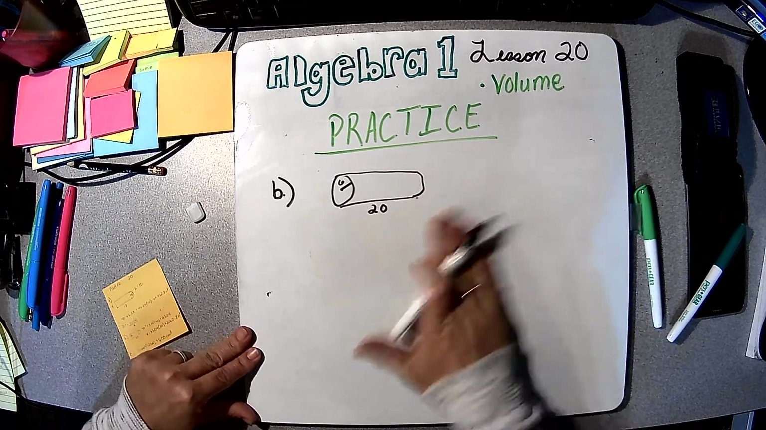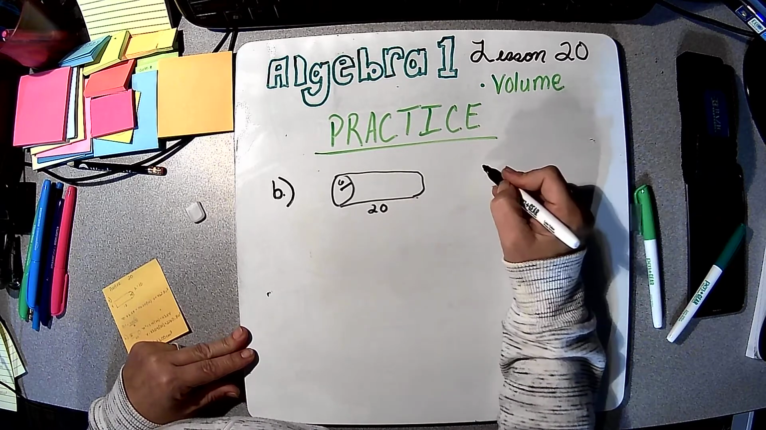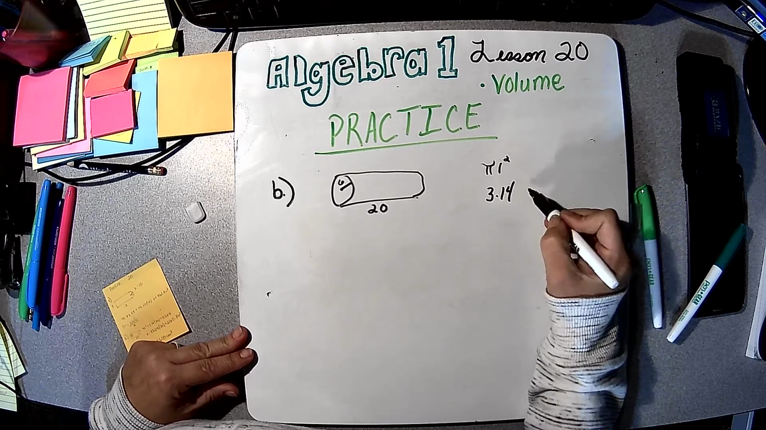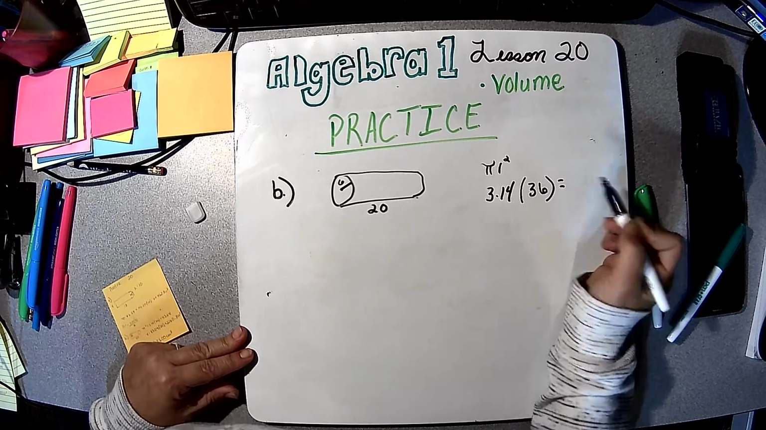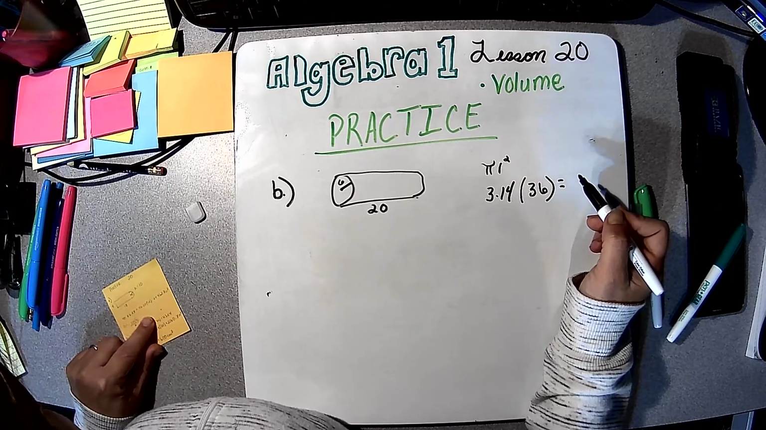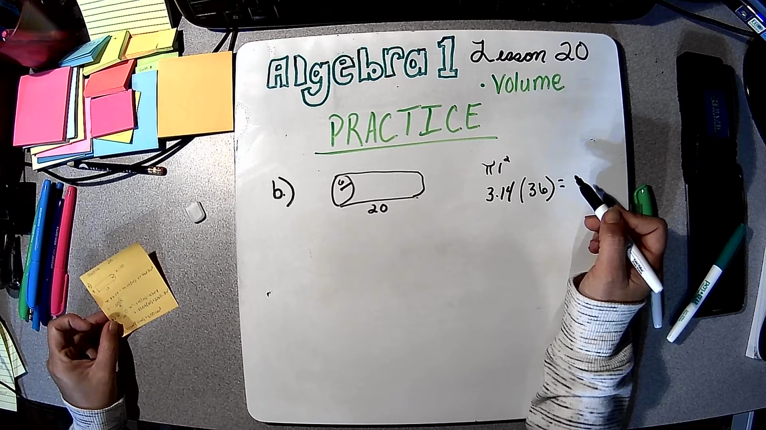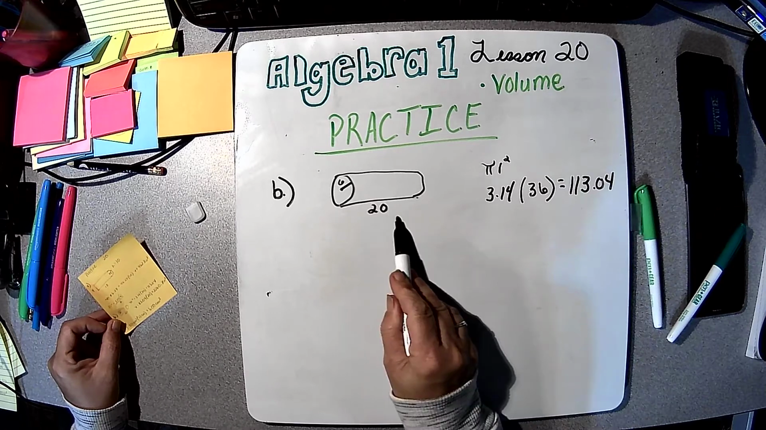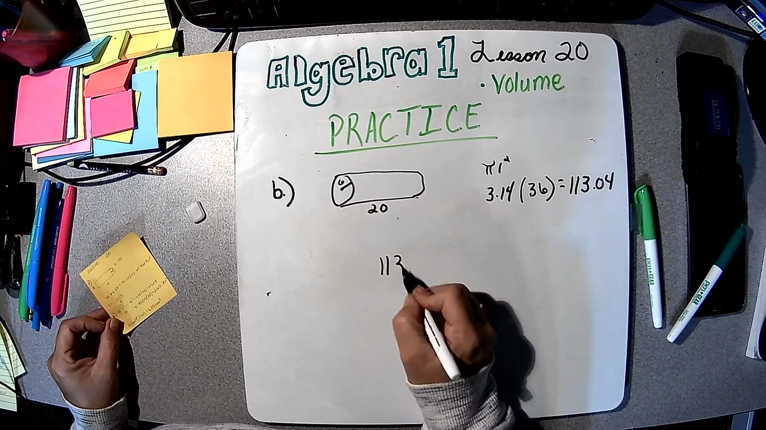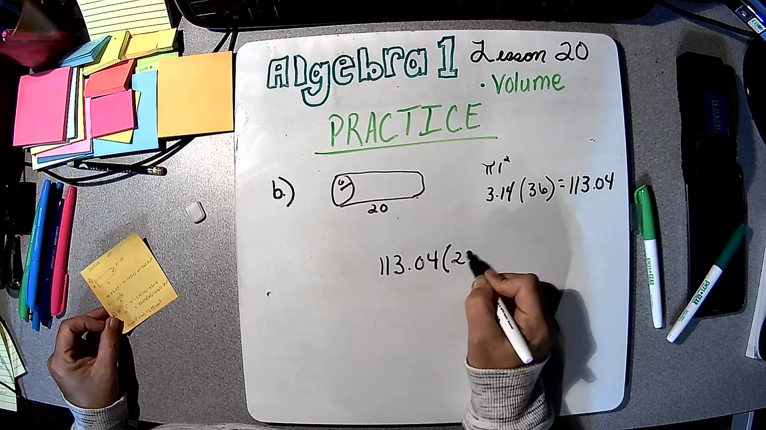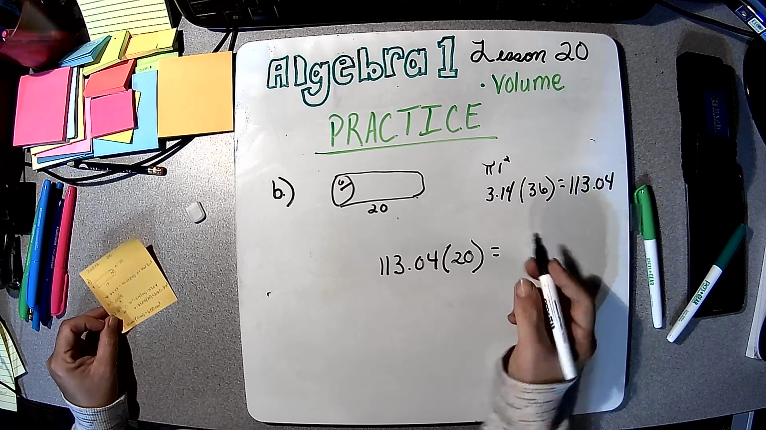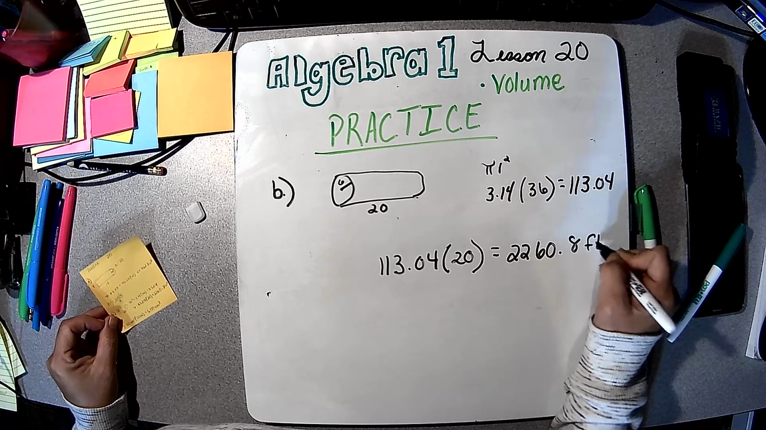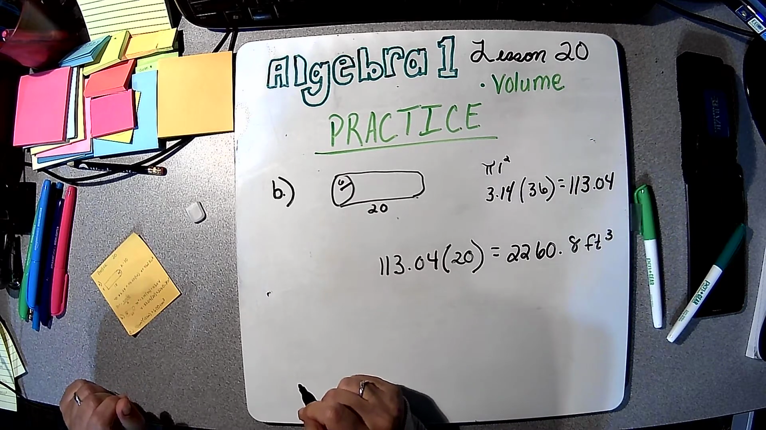Okay? So we're going to find the area of a circle with a radius of 6. So pi r squared. Pi is 3.14. And then r squared, 6 times 6 is 36. And that's going to be 113.04. And now we have to multiply it times our height. So 113.04 times 20 equals 2,260.8 feet to the third. Okay, hope everybody got that one.